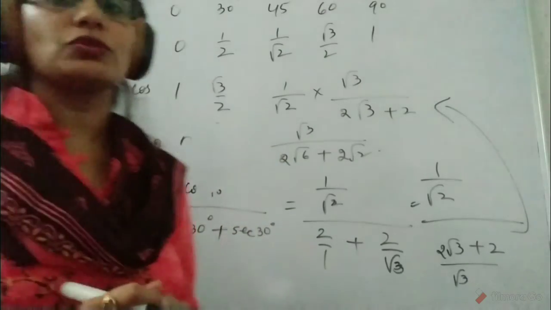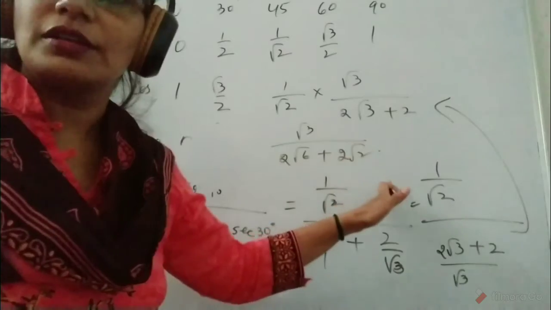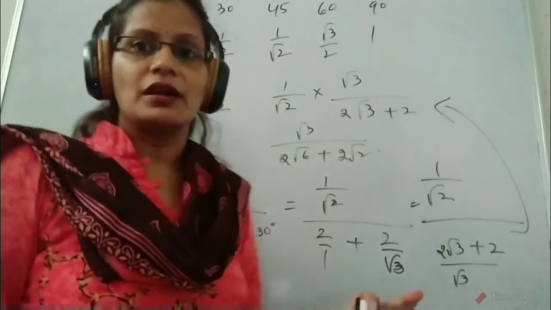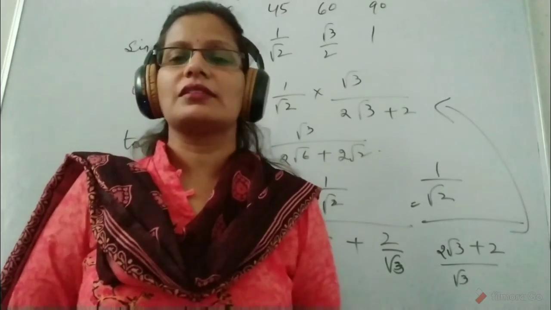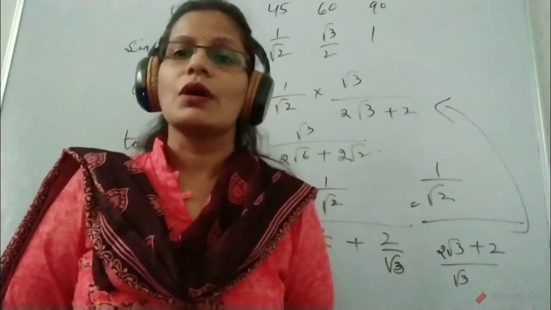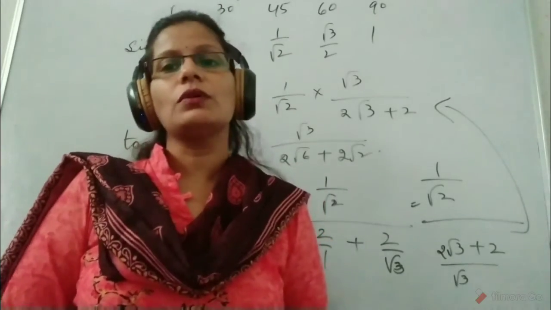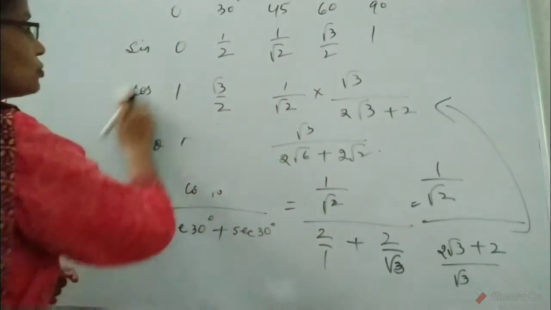But one thing we should always know: we never leave under roots in the denominator. We never do that. Maybe in the answers you will get that yes, under root is there in the denominator, so we can keep it like this. Maybe in the answers you will get it now also. But according to our rules, what we do is we rationalize it. We don't keep the under root as it is. Now let me teach you how you solve it.